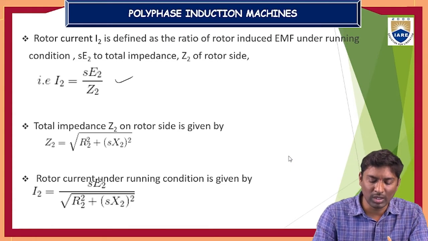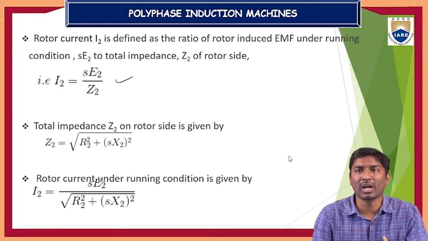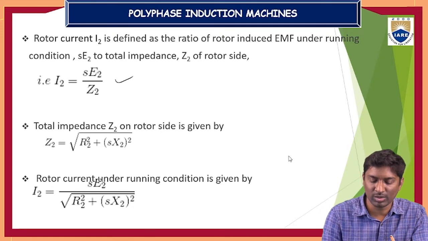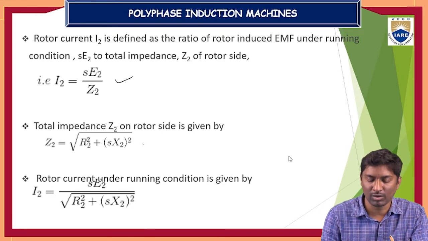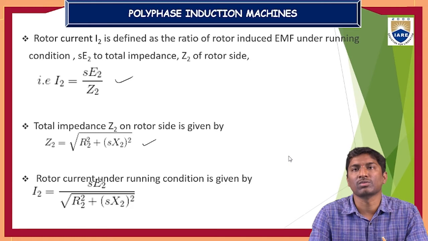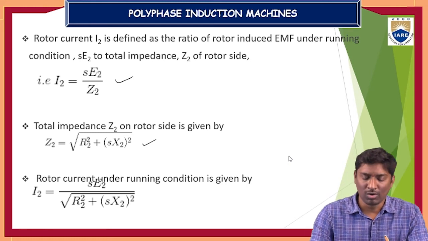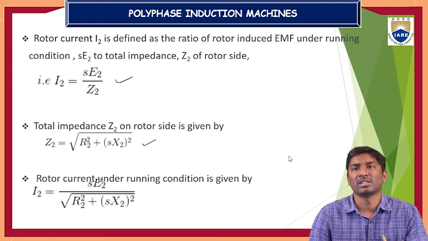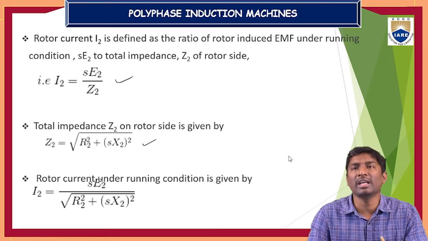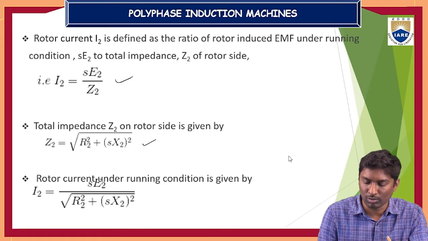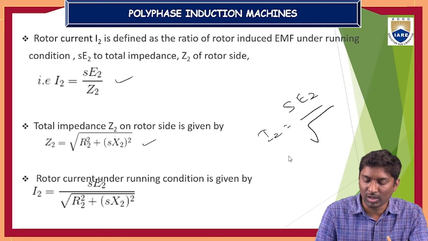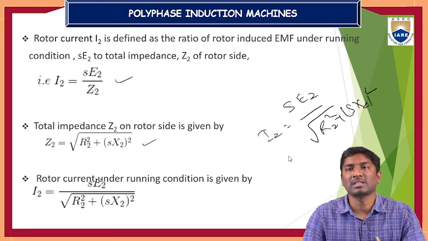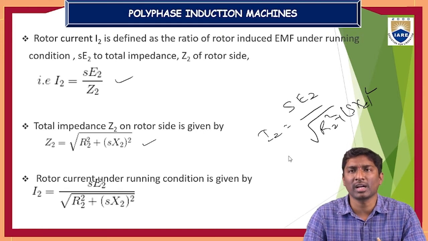The total impedance on the rotor side, Z2, is equal to the square root of R2 squared plus S X2 squared. So according to these two equations, the rotor current under running condition is I2 equal to S into E2 divided by the square root of R2 squared plus S X2 squared, because the slip is considered under running condition.